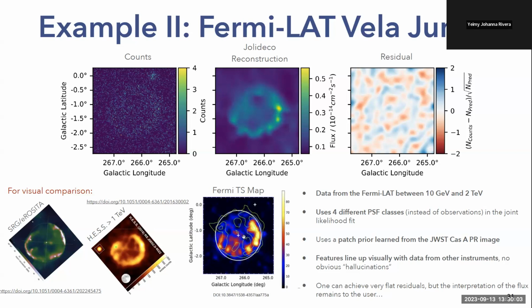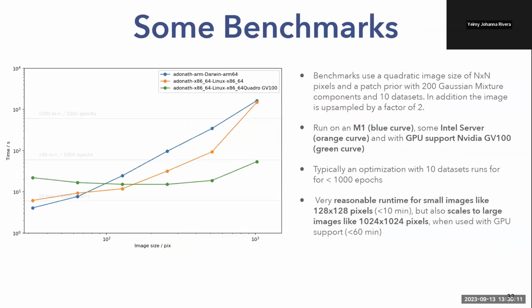For comparison, this is the Fermi TS map. So this is typically the images that the Fermi-LAT collaboration shows. And this has, of course, worse angular resolution in this case.